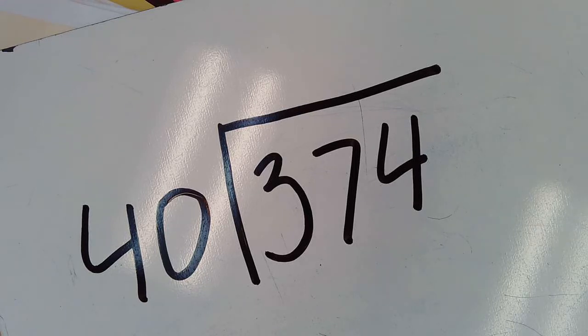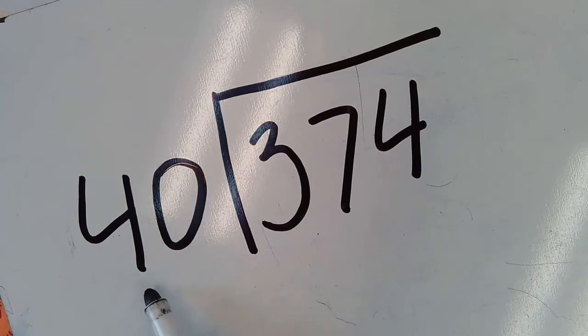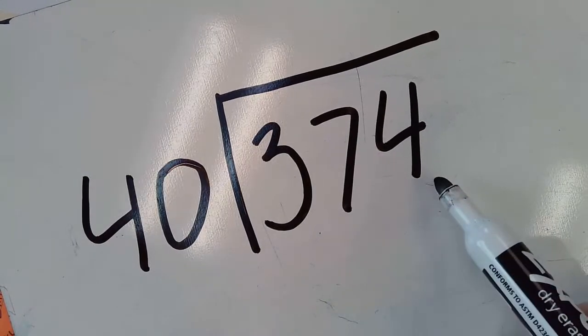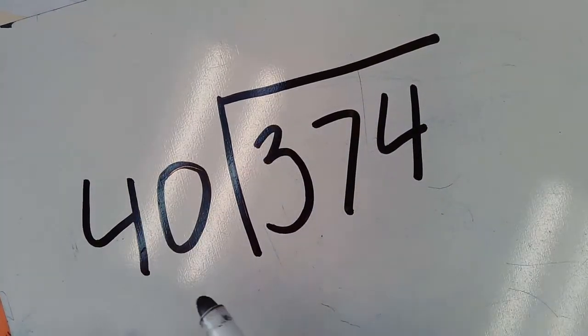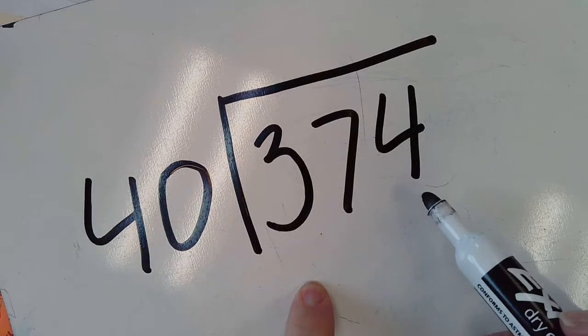All right, here's one type of division problem. The steps are the same: divide, multiply, subtract, bring down, and then repeat if you need to. Here's one type. This is where we're doing 40. How many times does 40 go into 374? 374 divided by 40. How many groups of 40 in 374?